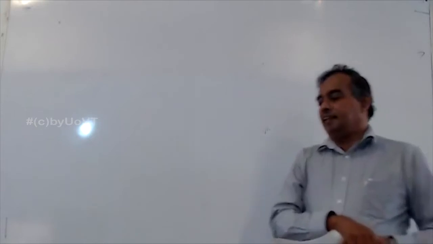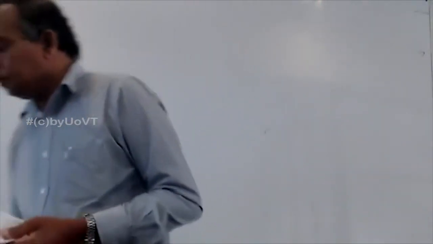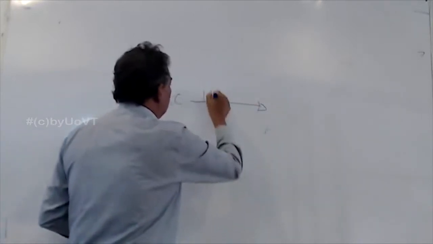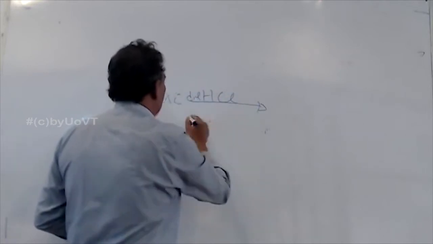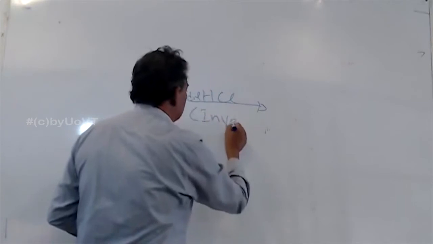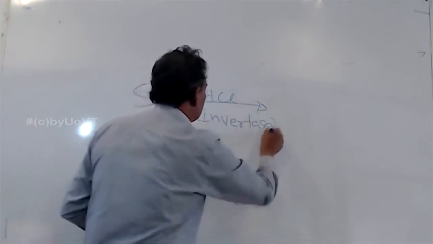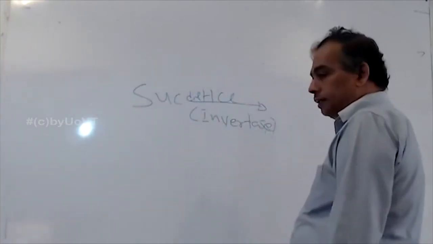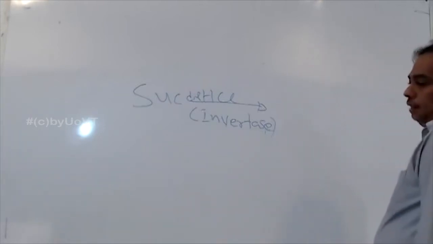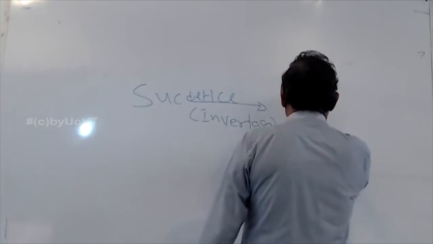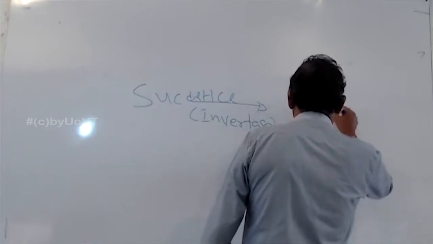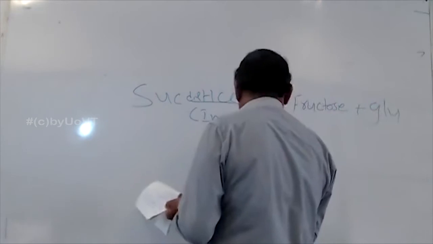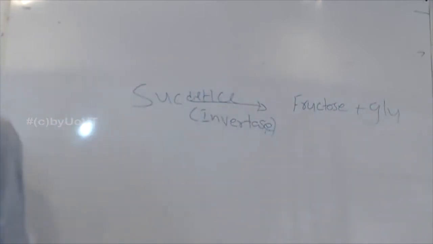Right? Then, if we think about sucrose, when you use dilute HCl, hydrochloric acid, or the enzyme invertase, the products are fructose plus glucose. Right? Products are fructose plus glucose.